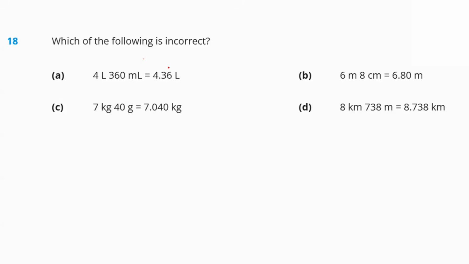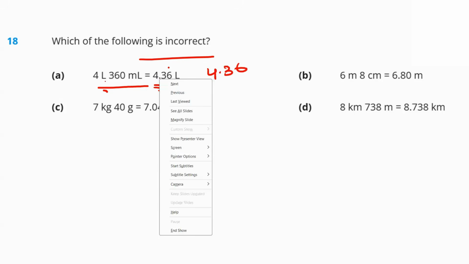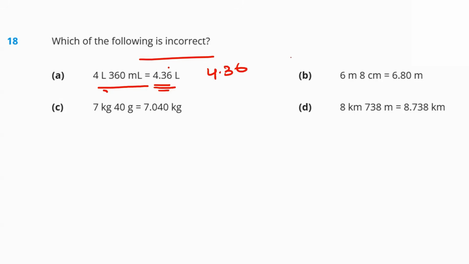Which of the following is incorrect? 4 liter, 360 milliliter. Can you write it like this? 4.36 liter. Yes. When you give the dot, you take just the higher measuring unit. So 4.36 liter is correct. Next, 6 meter, 8 centimeter. Do you write it like this? No. 6 meter 8 centimeter is written as 6.08 meter, not 6.80. It becomes 6 meter 80 centimeter instead of 8. So that's wrong. So that's our answer because option B is incorrectly written.